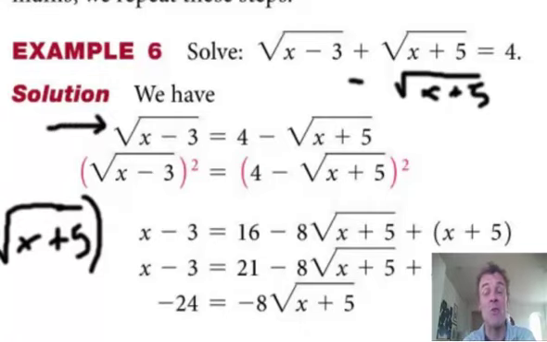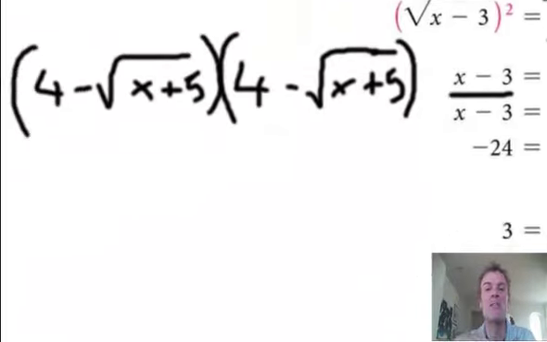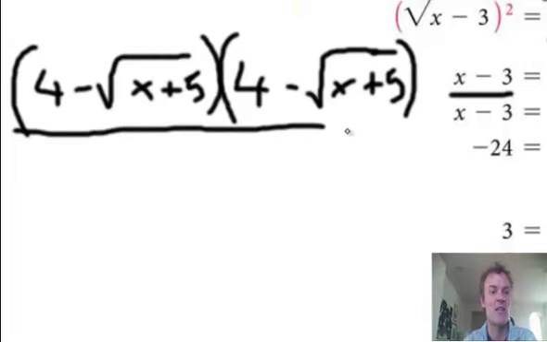Now, I'm still going to square both sides. The left-hand side is going to be fairly straightforward. When I square the root of x minus 3, I just get x minus 3. But when I have to square this, again, we don't just square the 4 and square the root of x plus 5. It's like doing a FOIL, the distributive law, with 4 minus root x plus 5 and another 4 minus root x plus 5.